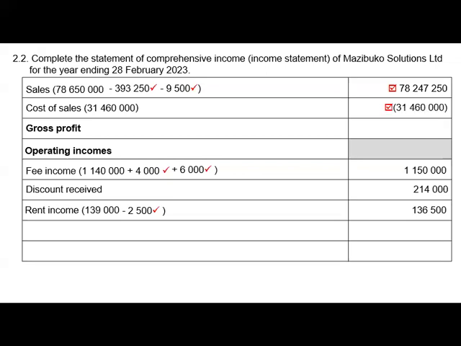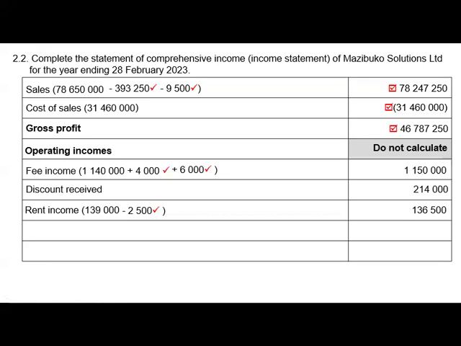Because if you don't put it in brackets, you end up making silly mistakes, like a lot of people will just take sales and add it with cost of sales to get gross profit. It's because you don't listen. Put it in brackets. Then you will know when you put it in brackets that you need to subtract it. So 78,247,250 minus 31,460,000 will give you a gross profit of 46,787,250. Okay, and they didn't ask us to calculate operating income. Just leave it like that. Done, dusted. Let's go to the next one.